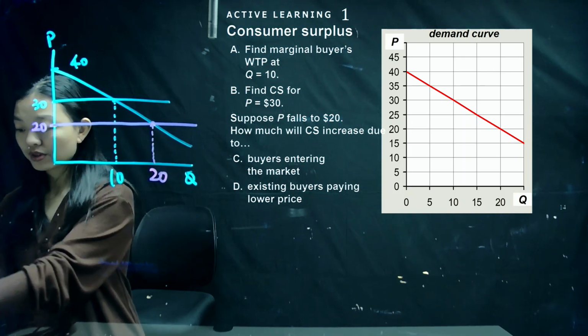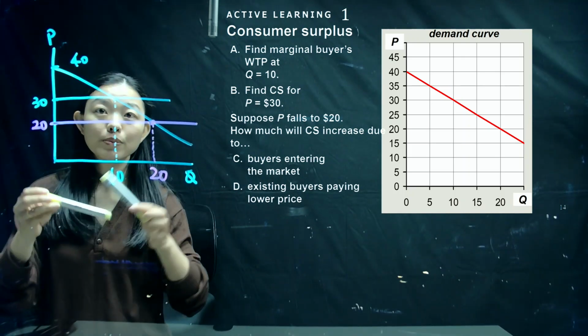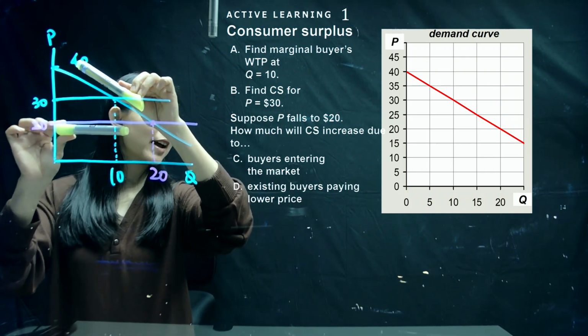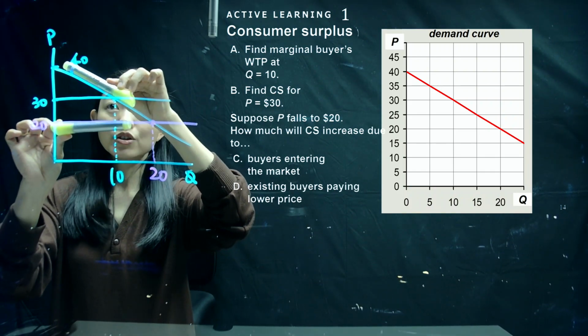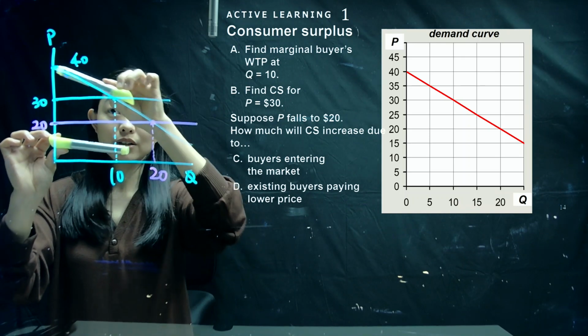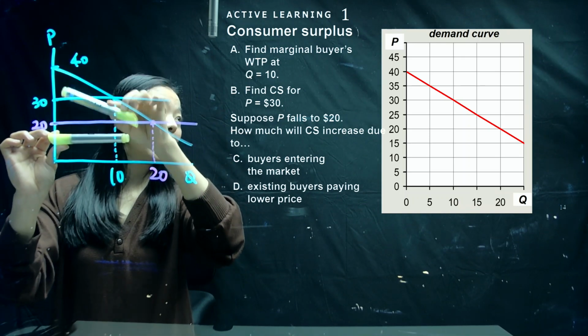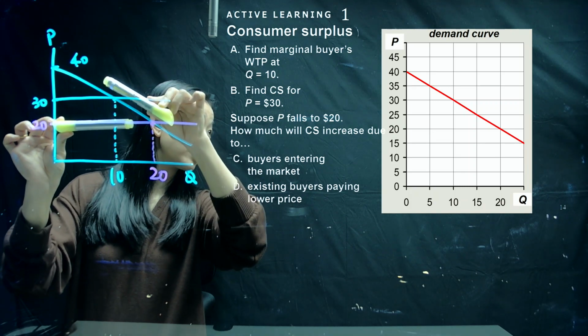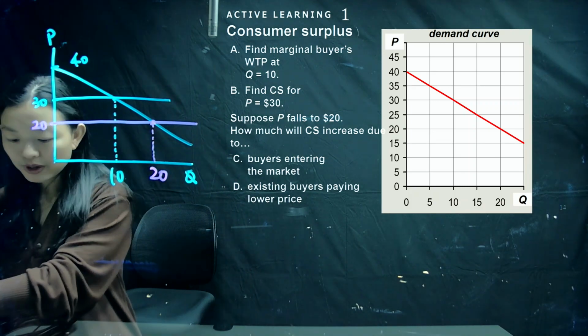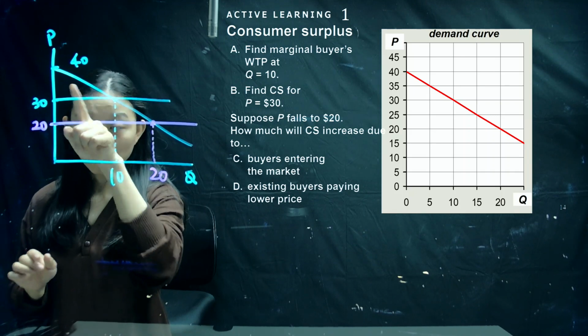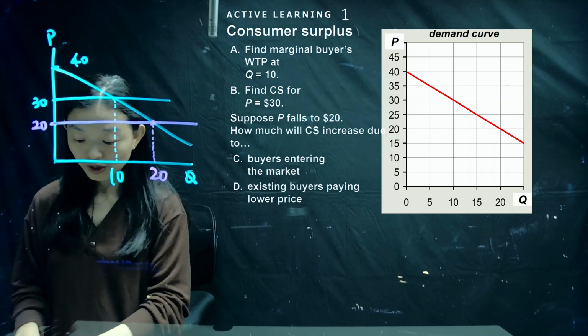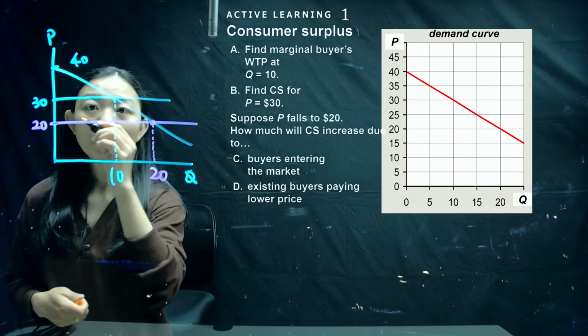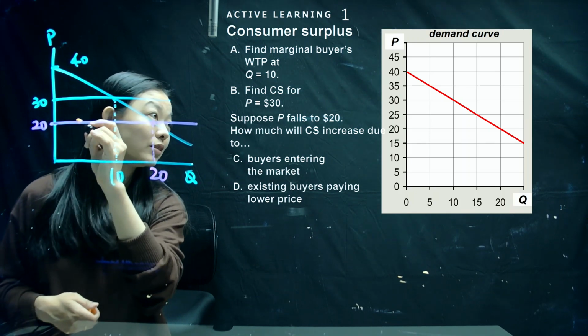And which area measures the new consumer surplus? It should be the area below the demand curve and above the market price, right? So now this big triangle here measures the total consumer surplus, right? This big triangle here, okay? And you can see compared with the original one, we now have two parts increased, right? I'll mark one as part one.